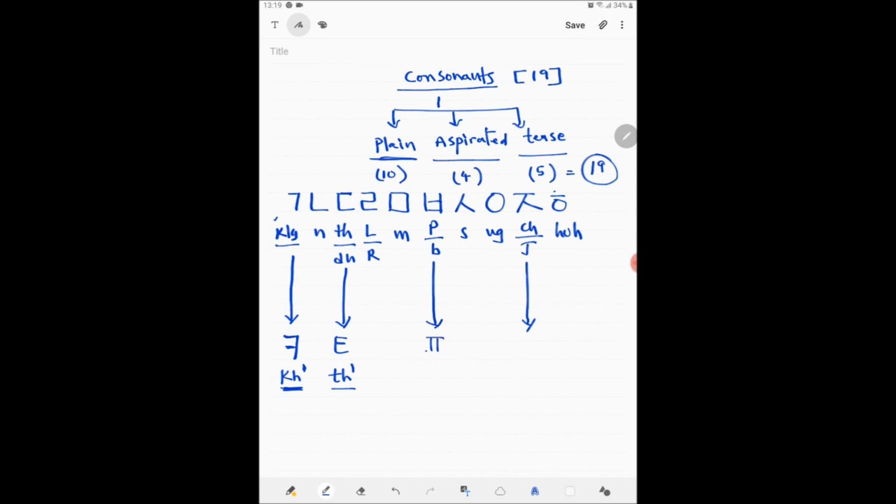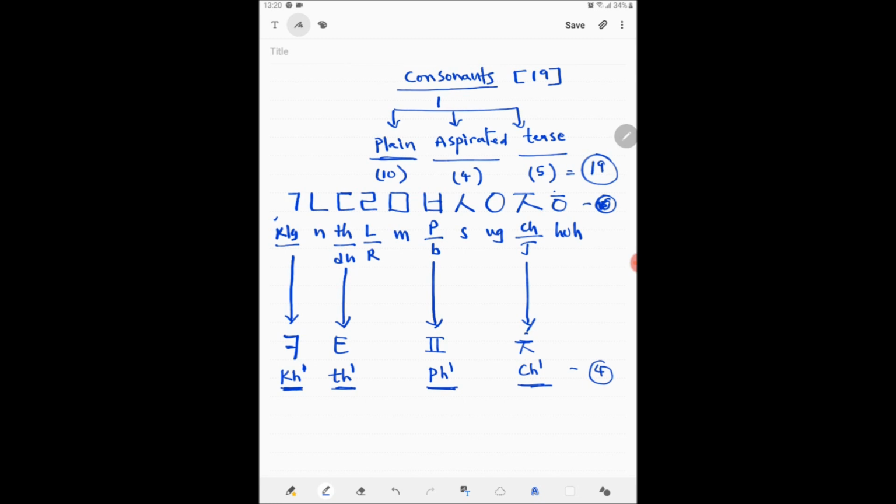The next aspirated consonant is p'. So the plain consonant is p, and the aspirated is p'. Next, for ch, you have something like this, which is ch'. So these are the four aspirated consonants. Sorry, these are 10 plain consonants, and these are four aspirated consonants. Let us read them together: k', th', p', and ch'. So these are aspirated.